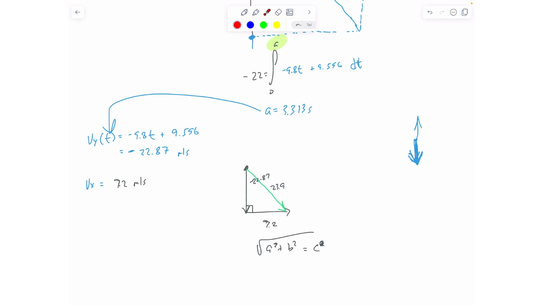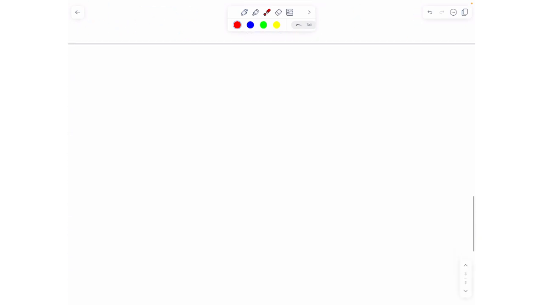Okay, I want to leave with one final thing. Let's just draw this again. Let's say here's my building, and you're starting here, and I wanted to know how high up this is.